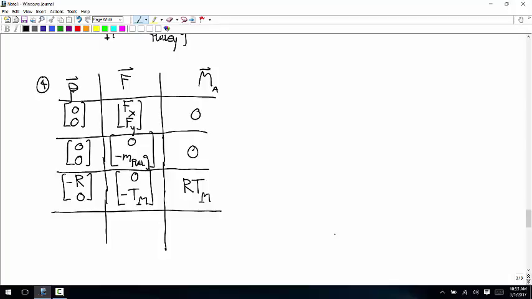And then what's the row vector for the other cable force? That's positive R0. The force vector is 0, negative T sub little m. And that cross product gives negative R T sub little m.